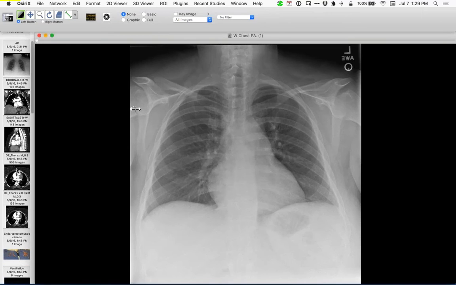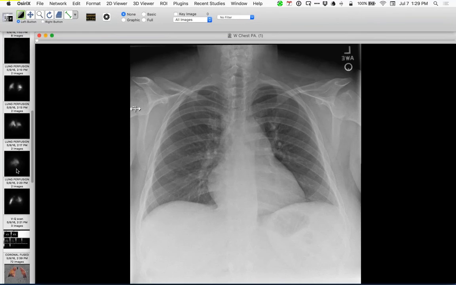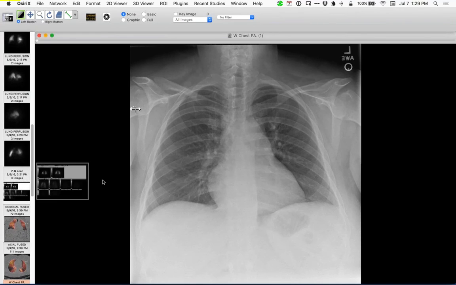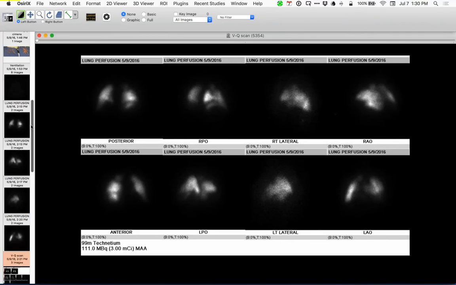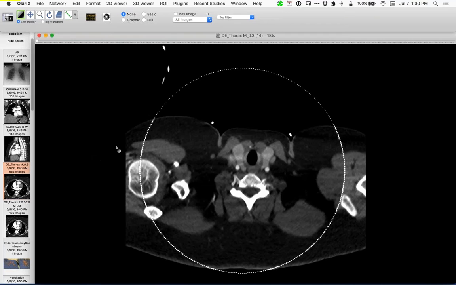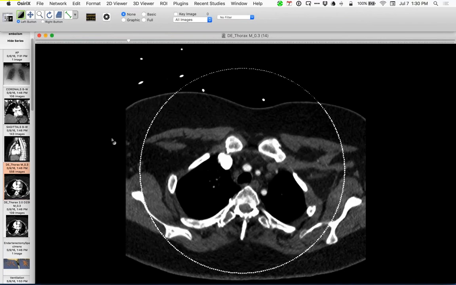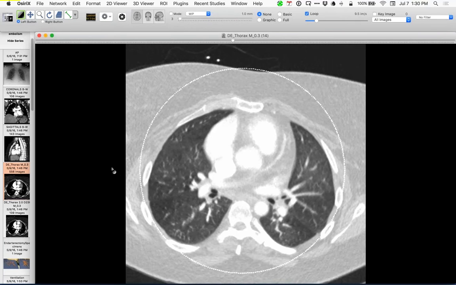Now let me just skip the first CT for a moment. Here is a lung perfusion scan, and obviously there are many segmental perfusion abnormalities, particularly in the lower lobes that you can see there. And let me bring up the axial CT here and get the window just right. First, let me actually go to the lung window.